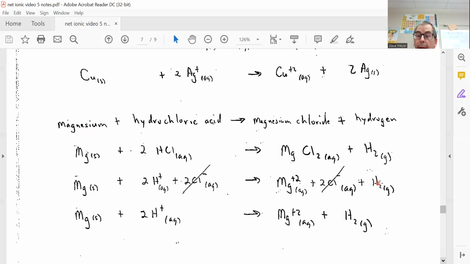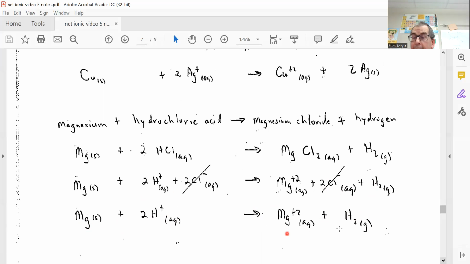What's my spectator ion? It's the Cl-. And what am I left with? Mg going to Mg2+, losing electrons, and H+ going to hydrogen gas. Remember, we collected a gas and that's what was formed there. So the magnesium is losing the electrons. The hydrogen is gaining the electrons here.